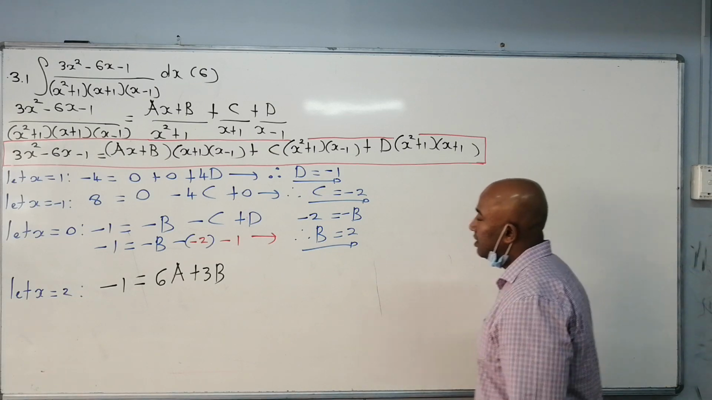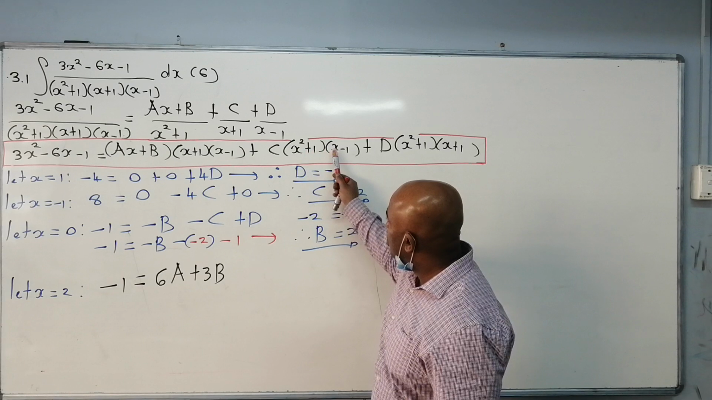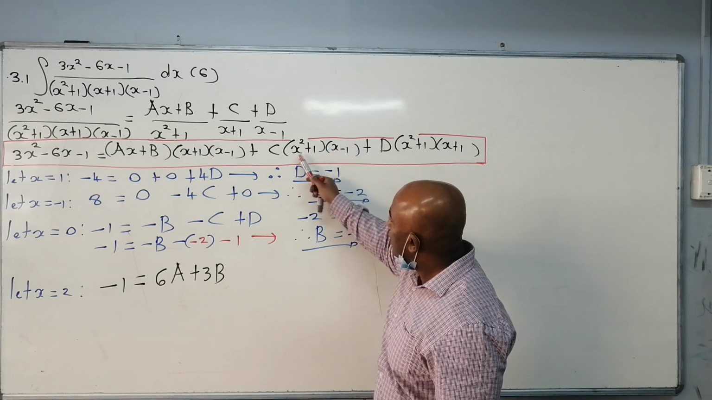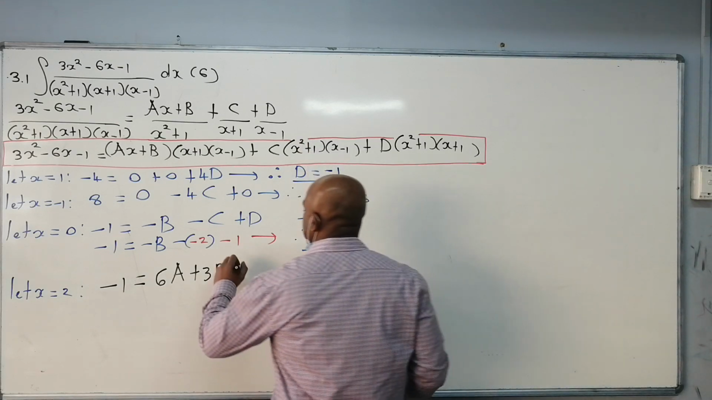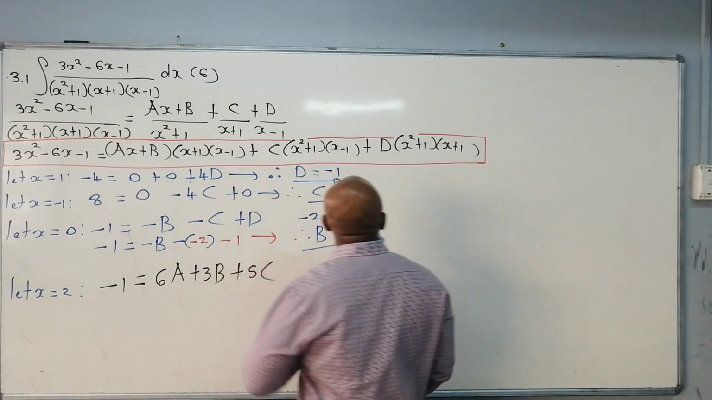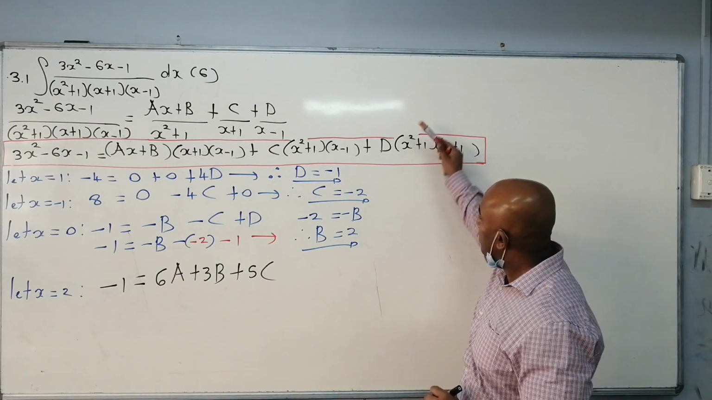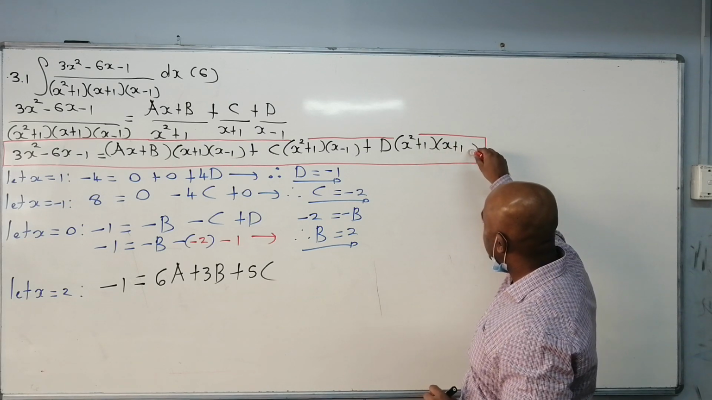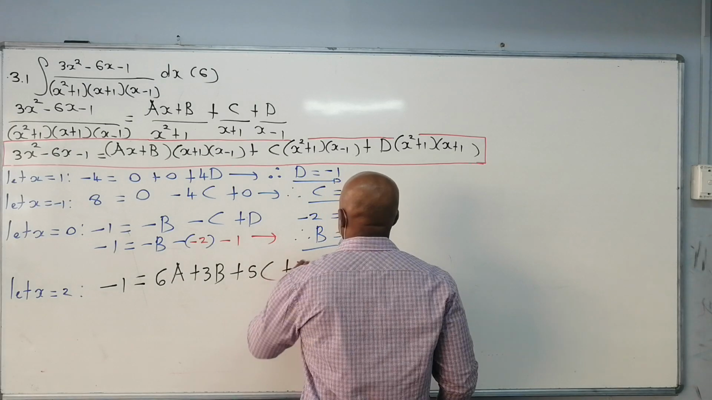Here, substituting 2 again. 2 minus 1 is 1. So that's a 1. 2 squared is 4 plus 1 is 5. 5 times 1 is 5. So that's a plus 5c. Here, 2 squared is 4 plus 1 is 5. 2 plus 1 is 3. 5 times 3 is 15. So that's plus 15d.